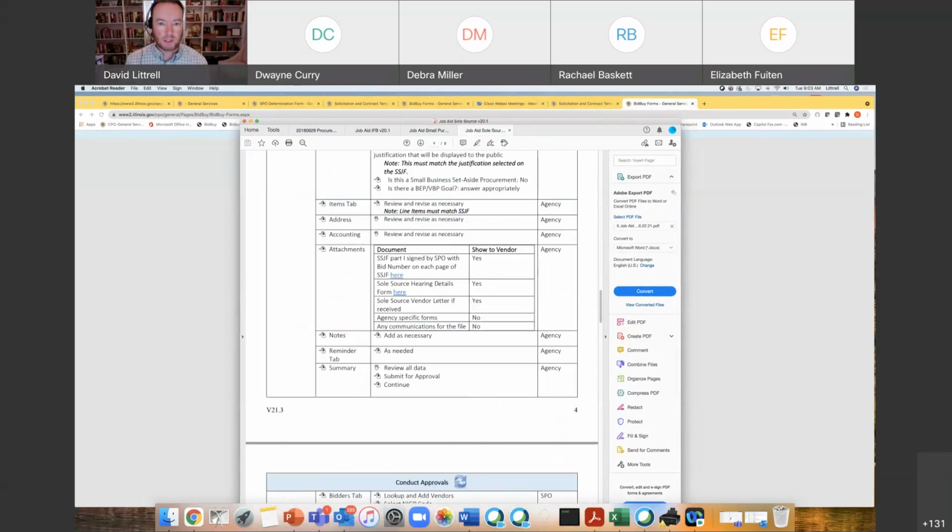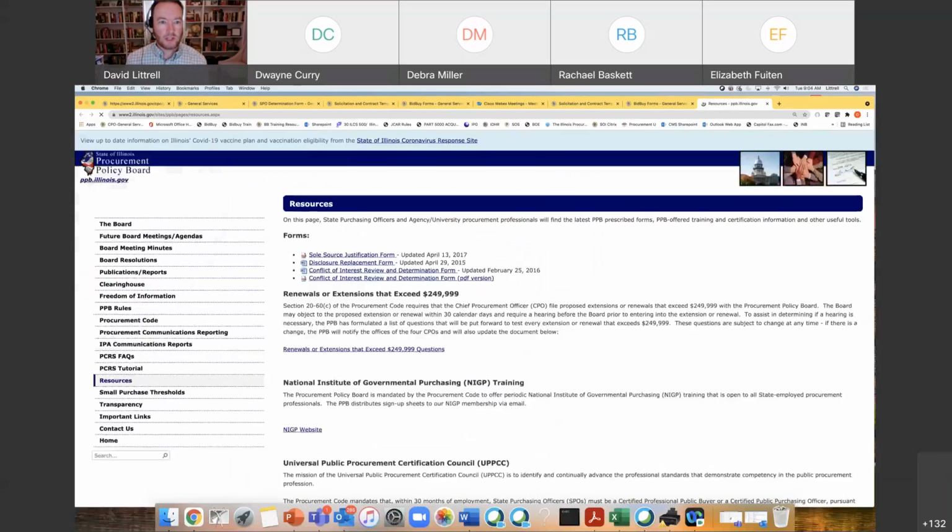Let's see what's another one that's different. Oh, sole source. The sole source justification form is a PPB document. So if I click on the link for sole source justification, it's going to take you to the PPB's website where they have that SSJF. Similar to if you have a conflict of interest review required, that's going to take you to this page as well. So I think that's going to be helpful.